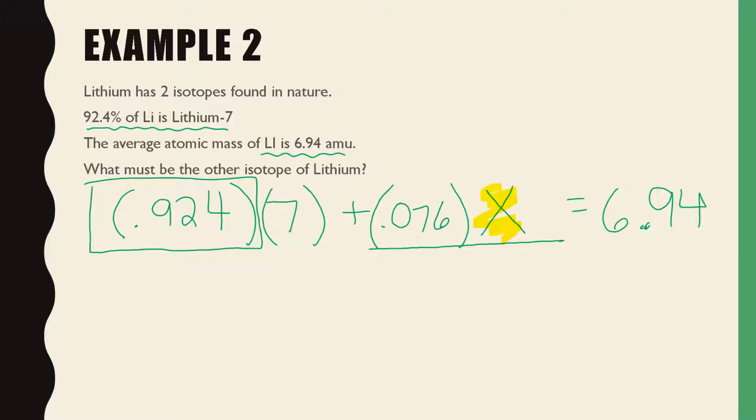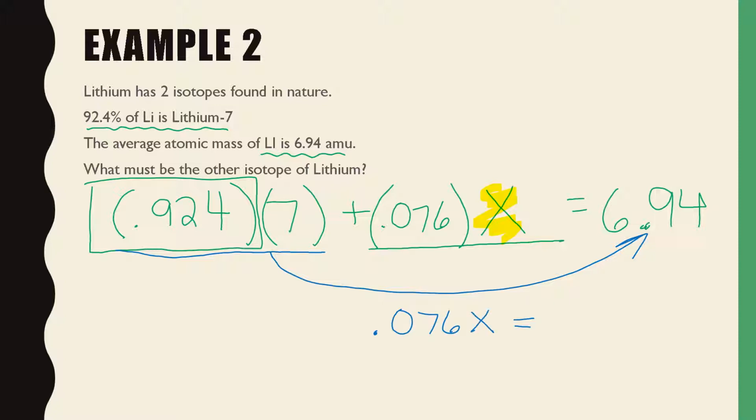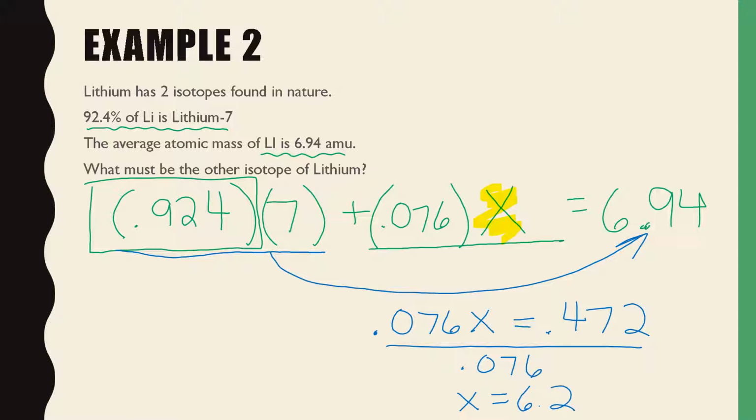So we would like to solve for our x. And the first step we are going to take is that we are going to subtract this onto this side, and that will give us 0.076x equals 0.472. And once we divide by 0.076, we are going to get x equals 6.2. So that is going to give us the atomic mass of the other isotope of lithium.